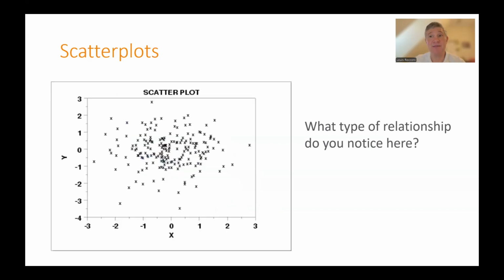What about here? This one looks more like a random scatter, right? We're not really noticing any kind of trend one way or another. So this would probably indicate that there's no relationship. The correlation here would probably be really close to zero with these data.